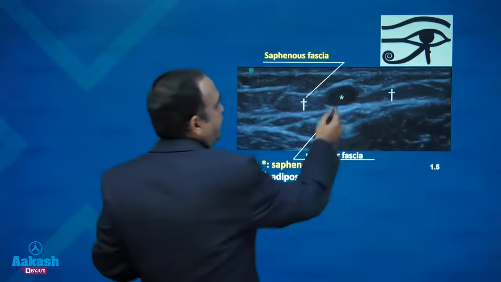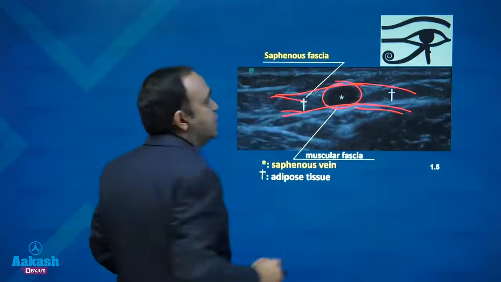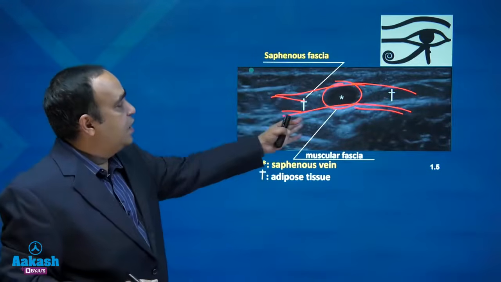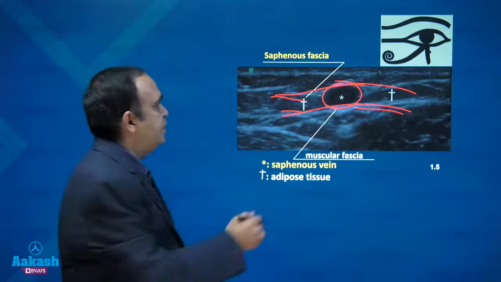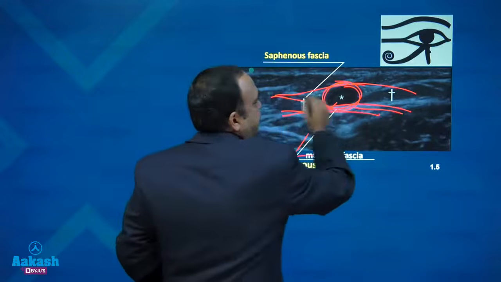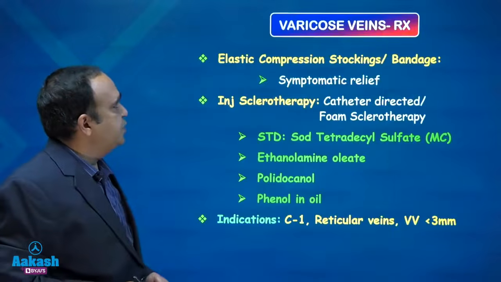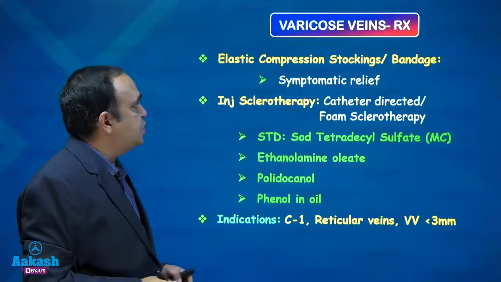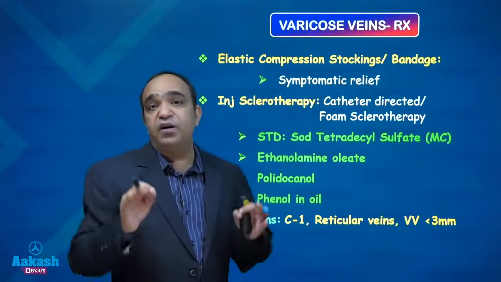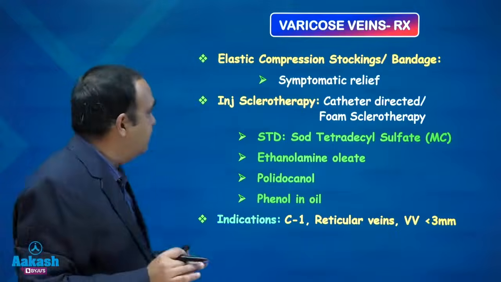This is basically again, there are various fascial layers in the thigh, and between these fascial layers the appearance of the great saphenous vein, that's the great saphenous vein. Okay, and these are the fascial layers. So this is the typical Egyptian eye sign. Now the treatment, first is elastic compression, stockings or bandage. Remember, they are not curative, they are only for symptomatic relief of the pain.